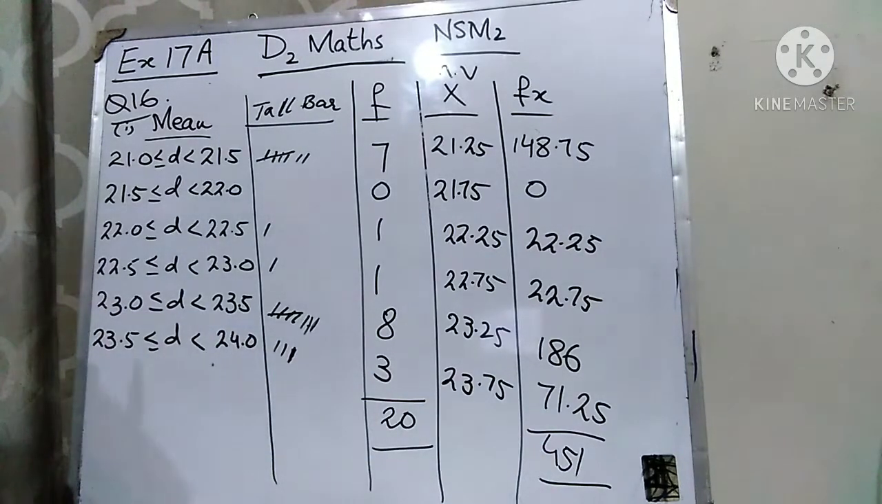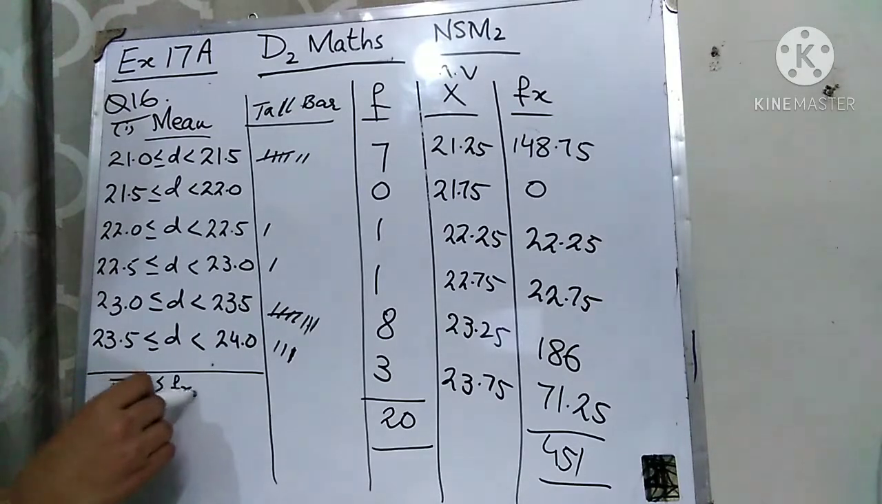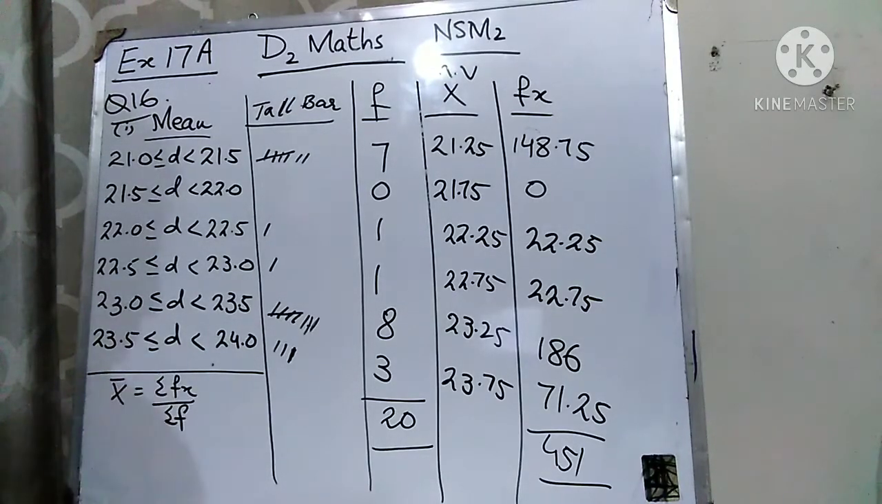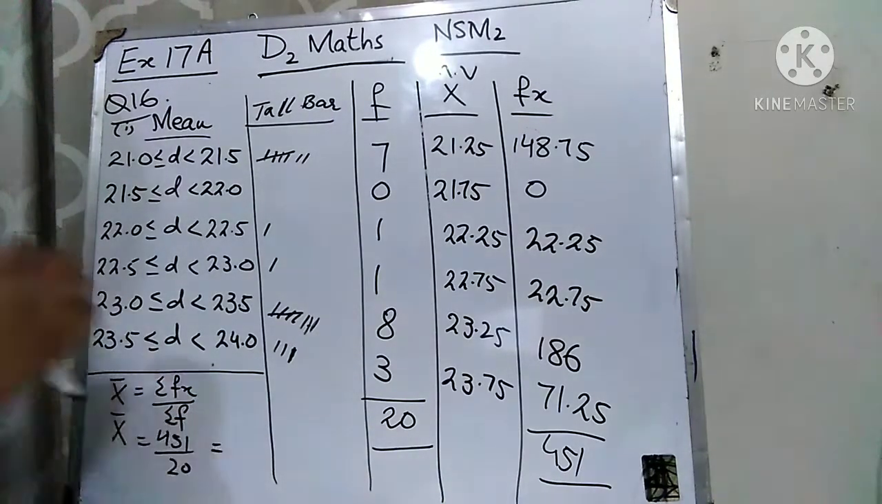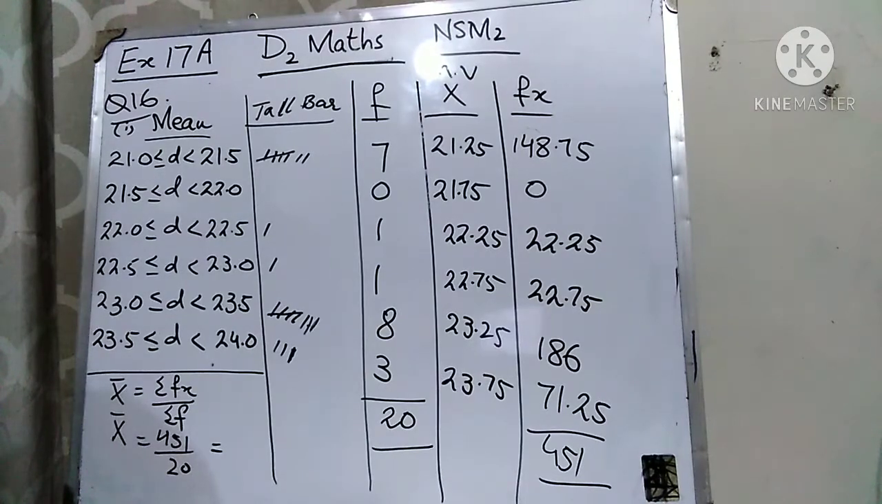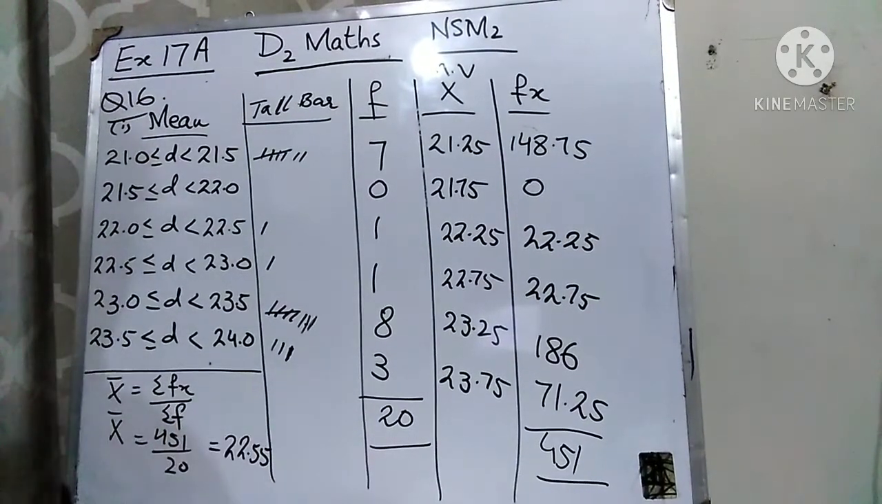Okay, so now we have to find out the mean. I'm going to find out the mean over here. Here you can see this space. X bar is equal to summation fx over summation f, that is the formula. So I'm going to put the values now. X bar is equal to summation fx, which is 451, and we will divide it by sum of f, which is 20. So I will divide it. Okay, so our mean is equal to 22.55.